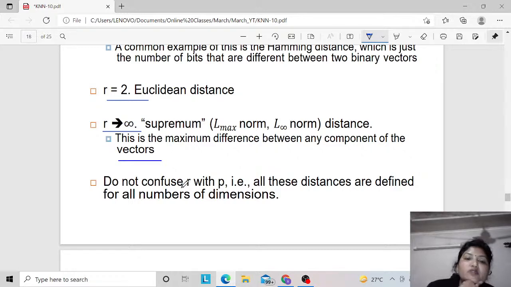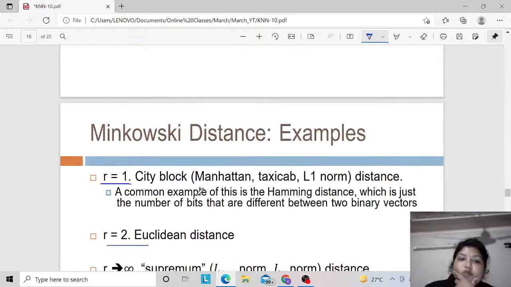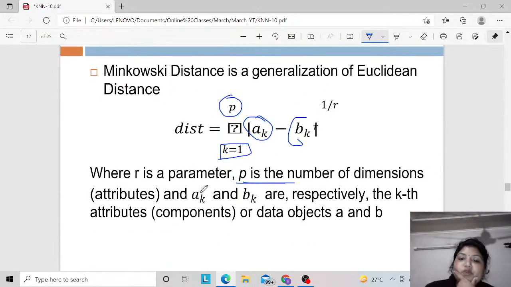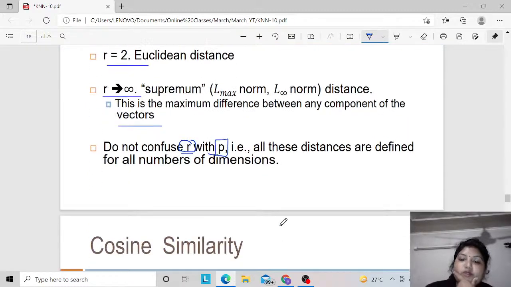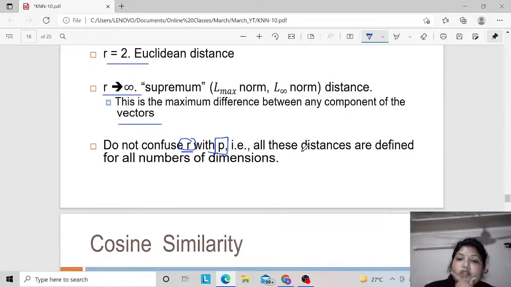Do not confuse r with p. Always remember this: r is the parameter of the distance, and p is the number of dimensions or attributes. So all these distances are defined for any number of dimensions.